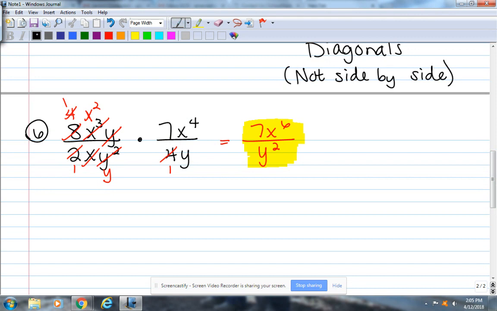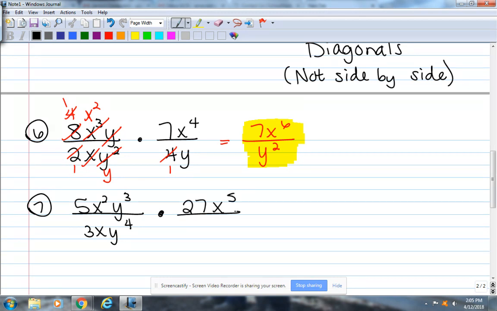Number 7. Let's do another one similar, and then we'll do polynomials. 5x squared y to the 3rd over 3x y to the 4th times 7x to the 5th over 15x to the 4th y.